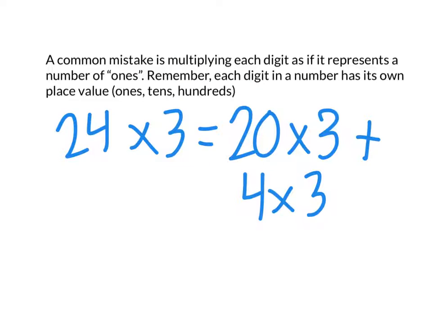A common mistake often seen is multiplying each digit as if it represents a number of ones. Remember, each digit in a number has its own place value: ones, tens, and hundreds. So with 24 times 3, it's not 2 times 3 plus 4 times 3, it's 20 times 3 plus 4 times 3. So it's important to remember that the 2 is in the tens place, not the ones place.